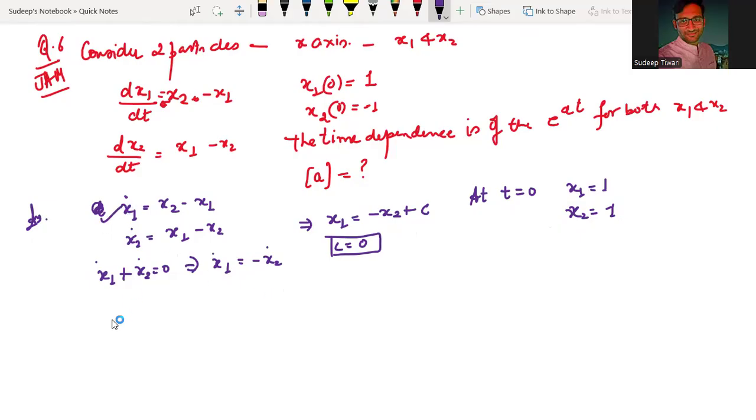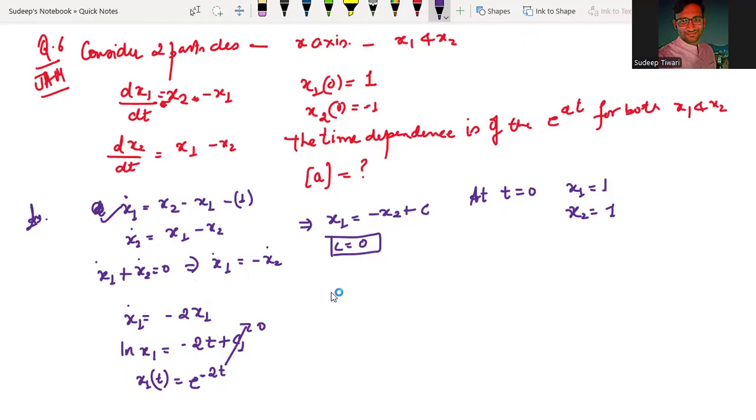If you solve the first equation, since x1 is equal to minus x2, simply write x1 dot is equal to minus 2x1. If you solve this differential equation, you get ln x1 is equal to minus 2t plus a constant of integration. At t equal to 0, x1 is 1, so c1 goes to 0. So x1 as a function of t turns out to be e raised to the power of minus 2t.